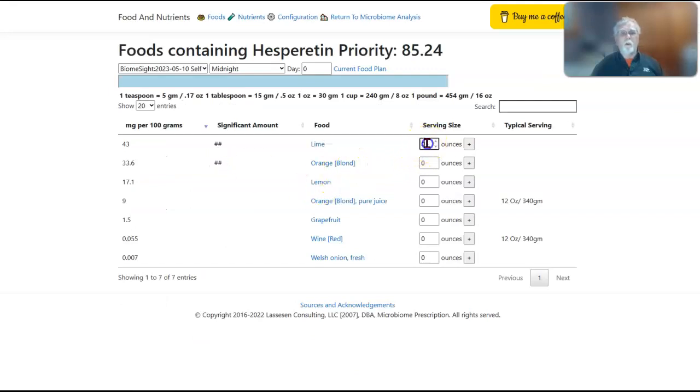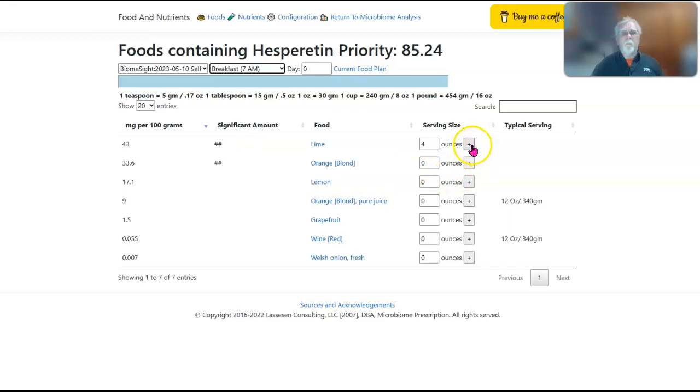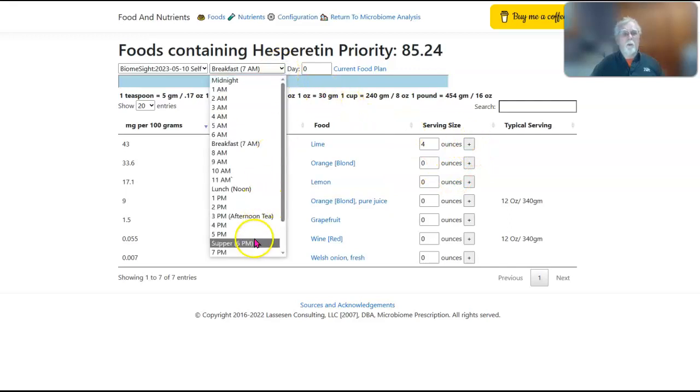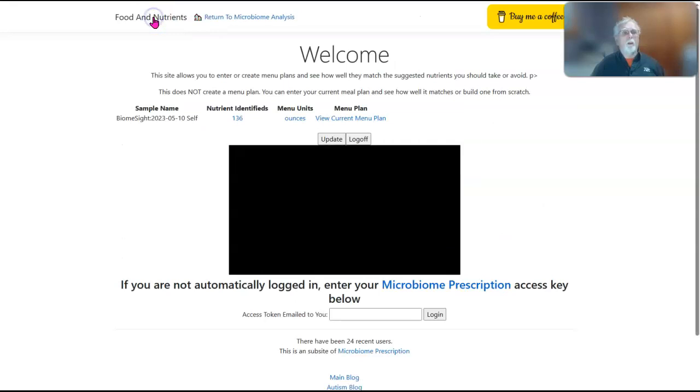And what I'm going to do is have 4 ounces of lime for breakfast each day. Actually, I'd probably have that more for afternoon tea. Have a lime there, 4 ounces. I could have grapefruit. I'll have 6 ounces of grapefruit for breakfast. So I have picked food to match the nutrient pattern which we are looking for.